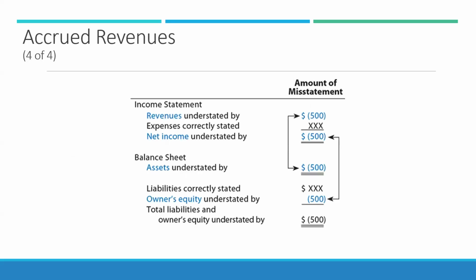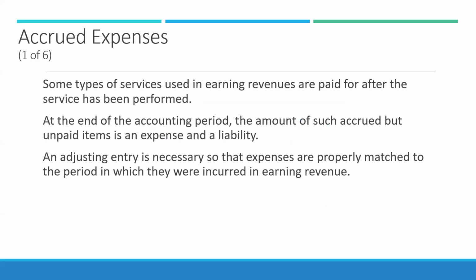So by omitting that journal entry, we're going to reduce our revenues. We'll have reduced our revenues by $500, which ultimately affects our owner's equity, and our assets, that accounts receivable, would have been understated by $500.